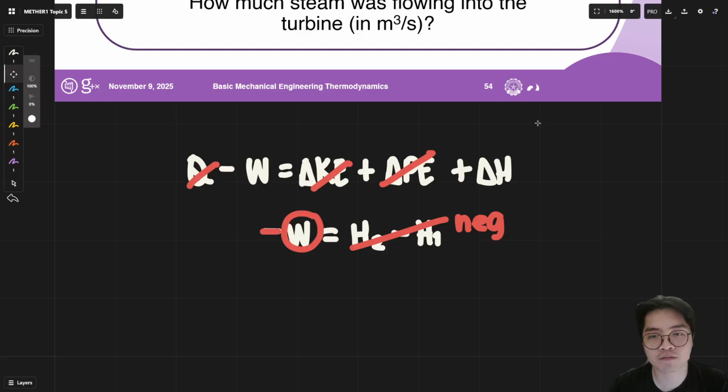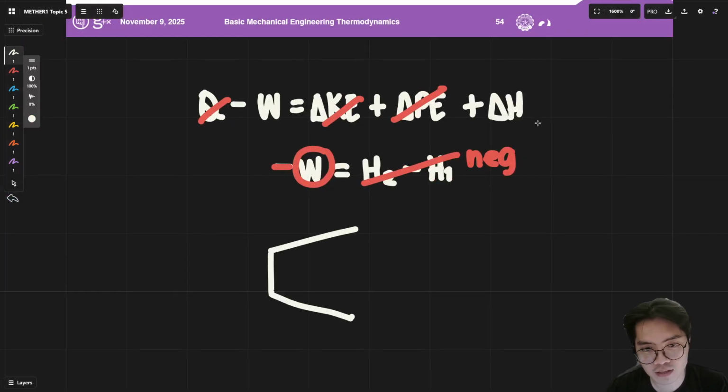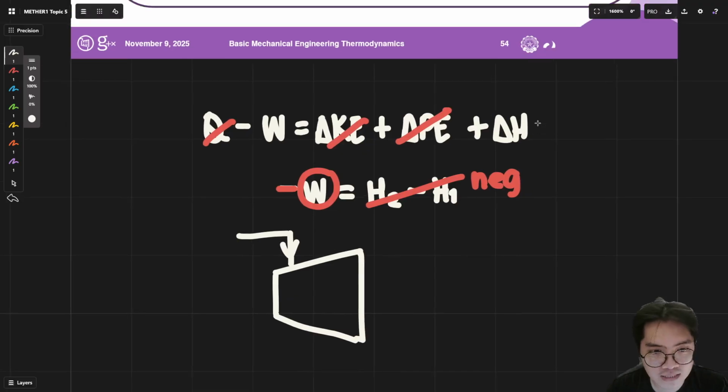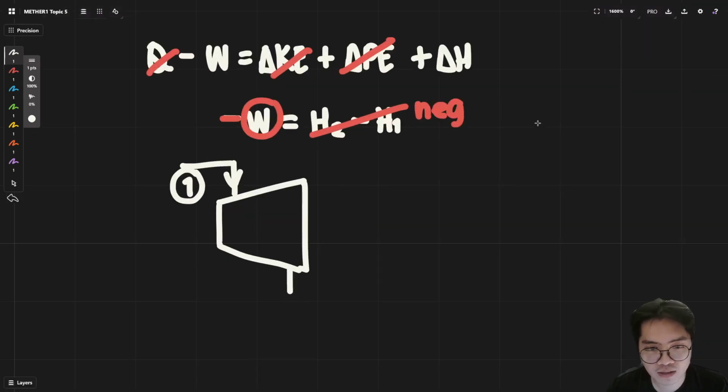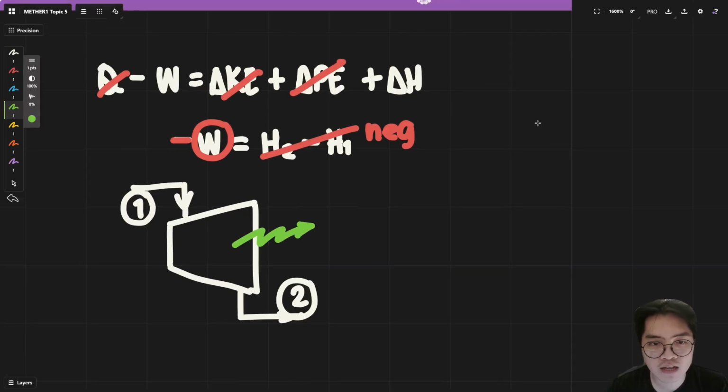On the other hand, if you want to draw the schematic diagram, it's like this. This is the turbine. This is your state 1, just state 1. And then your state 2 in here. You know that you're going to generate energy. I denote it in the sense of a lightning bolt.